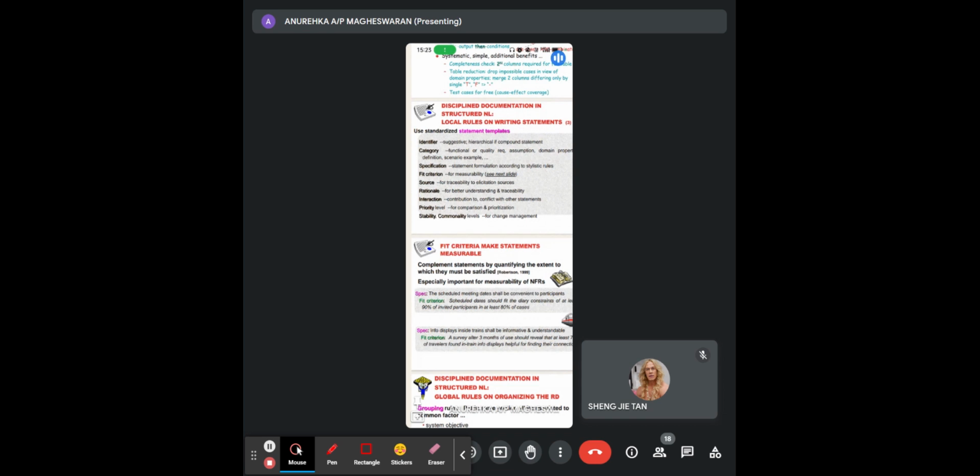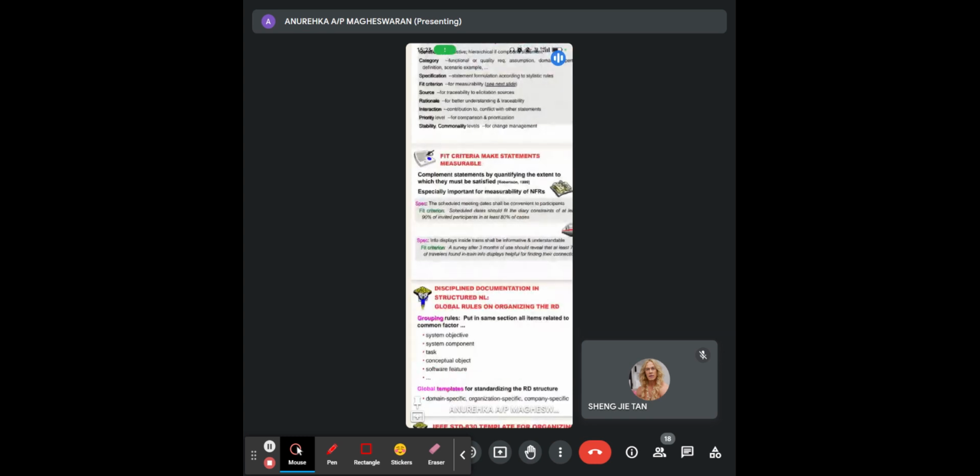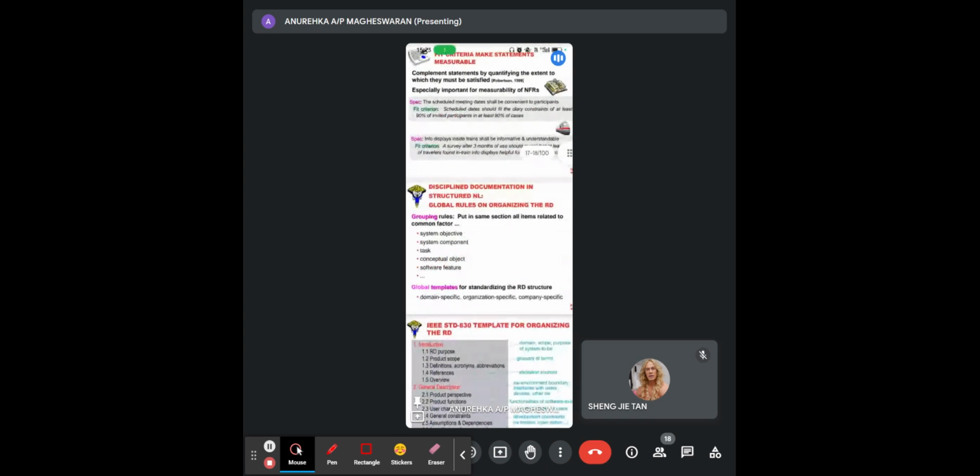So the same template is given here. It's actually following an ISO standard. So the same template as an example of a structured requirements engineering template. Okay, now let's just go through it quickly.